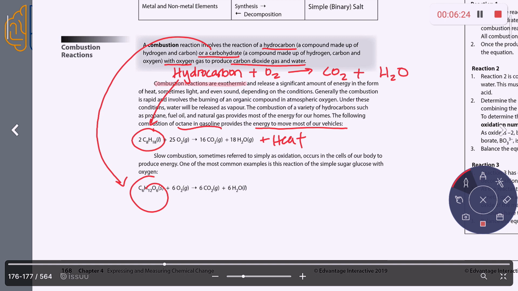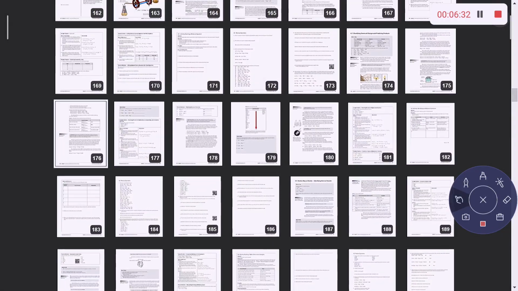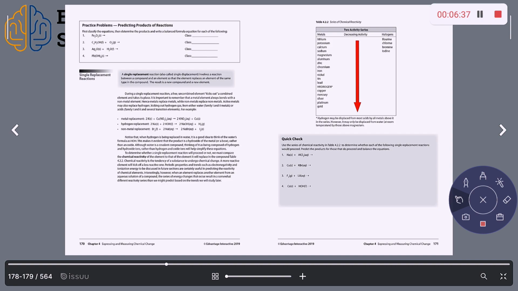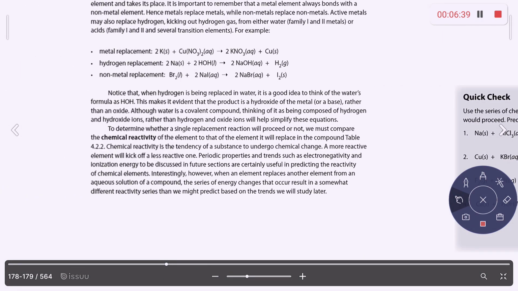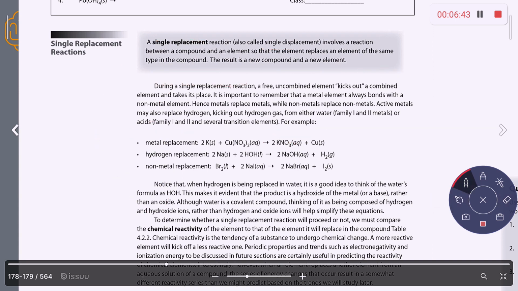Let's go to single replacement reactions. Single replacement reactions are also called single displacement reactions. Usually they abbreviate these as SR or SD. So you're going to have an element, like let's say it's element A, combining with compound BC.